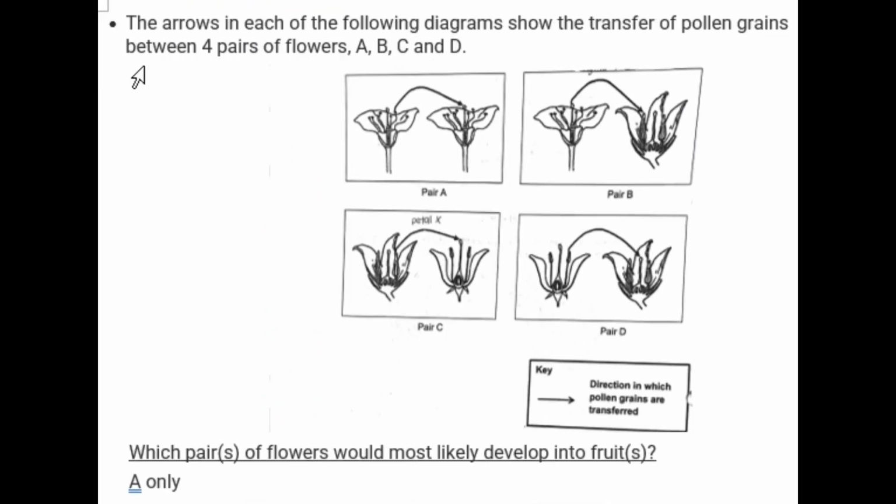The arrows in each of the following diagrams show the transfer of pollen grains between 4 pairs of flowers, A, B, C and D. Which pairs of flowers would most likely develop into fruits? A only.